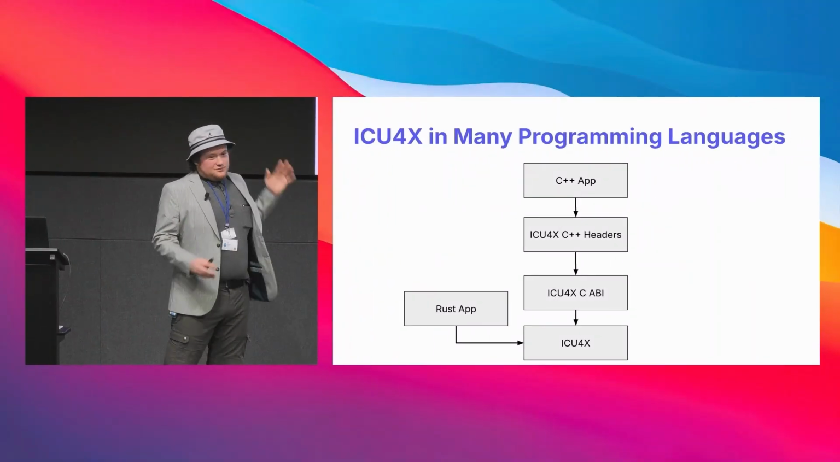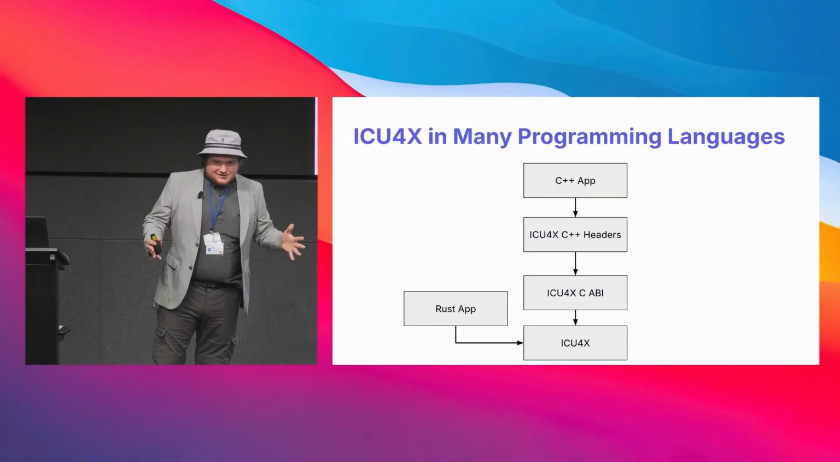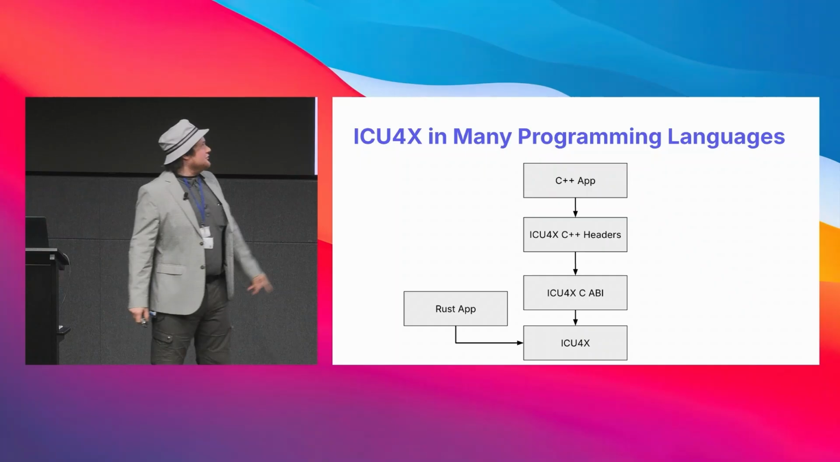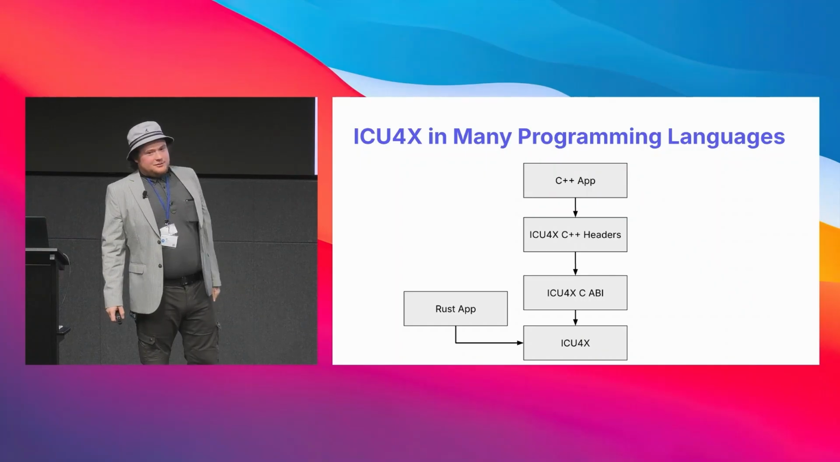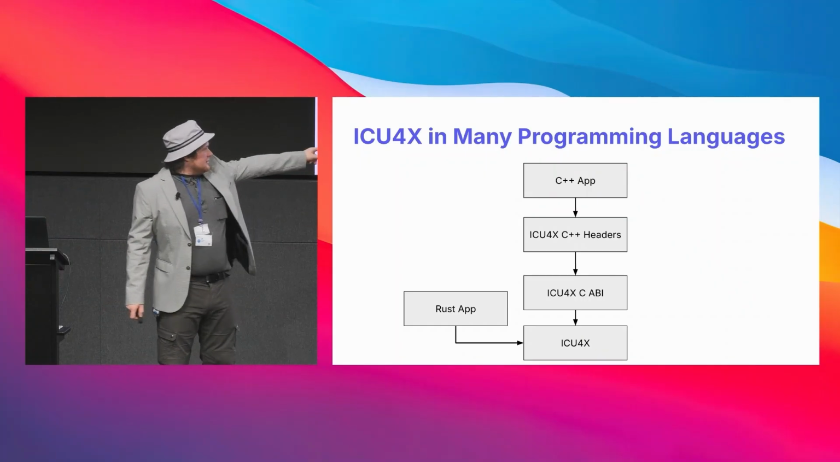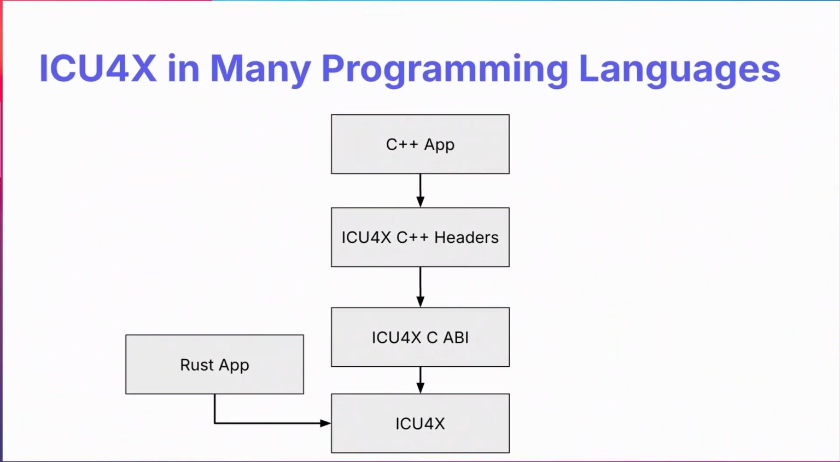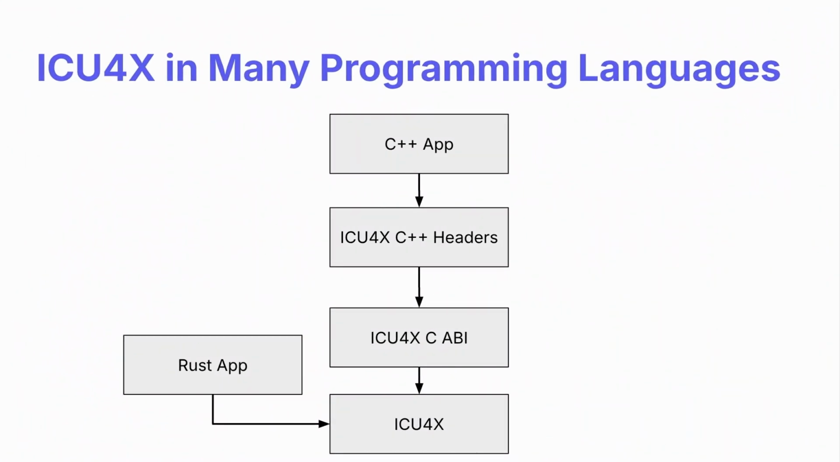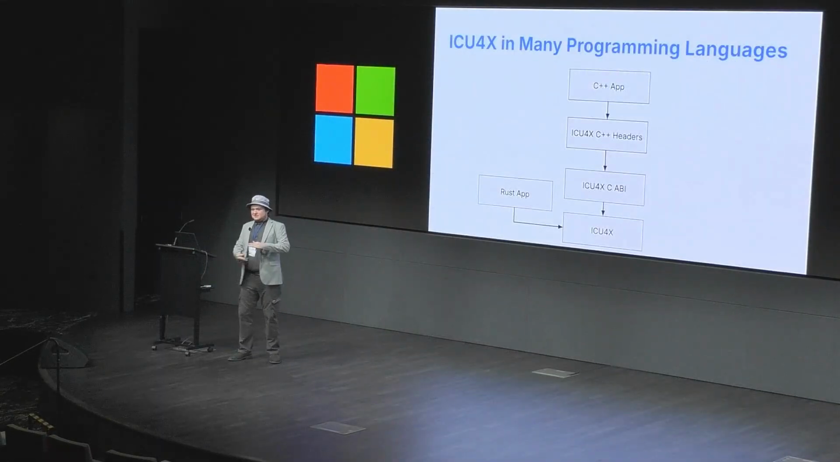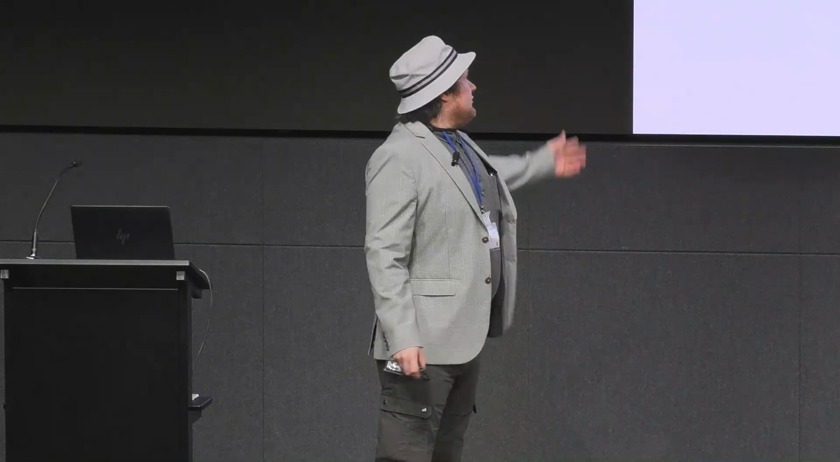So we have C++ bindings for ICU4X. You write your C++ app. We have C++ headers that you can link to, and those link to the ICU4X C ABI, which means that you can swap it in as a DLL. Just like you can swap in libicu, you can swap in the ICU4X DLL and just use it just like you would use ICU4C. We also support Flutter through a similar thing.